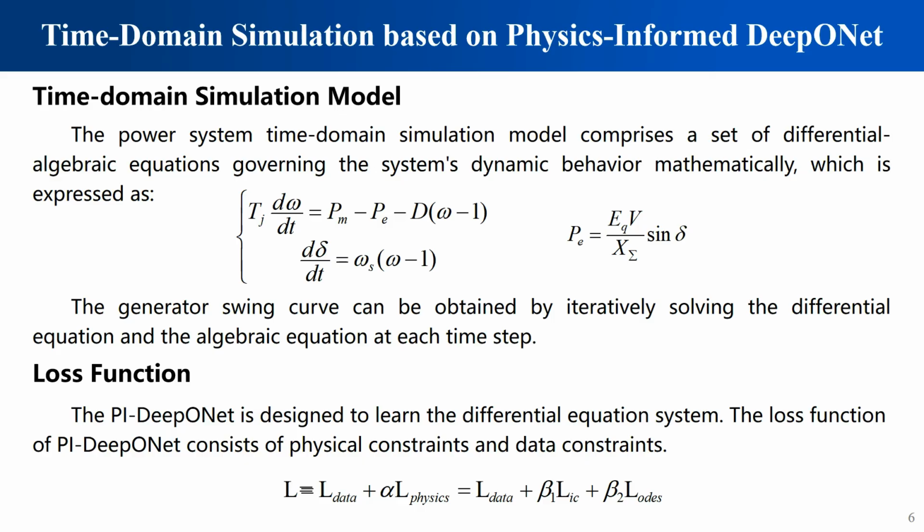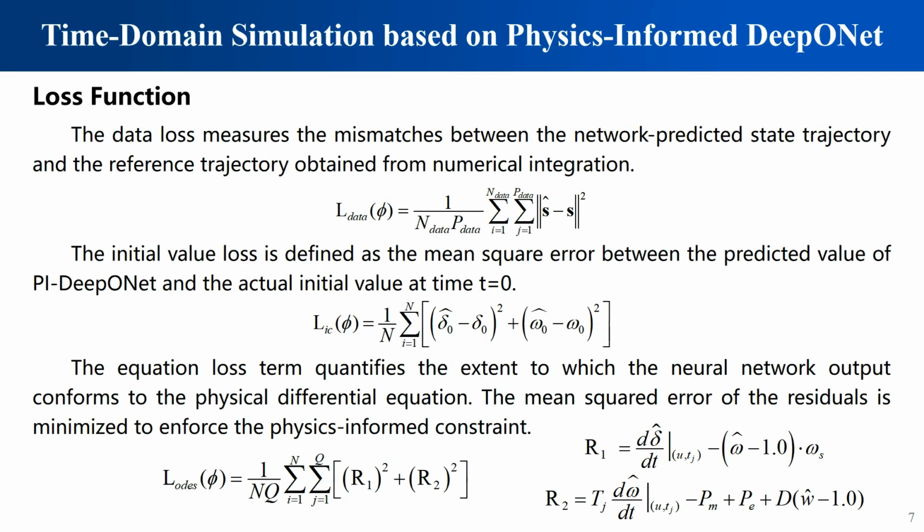Traditional simulation iteratively solves the differential equations and algebraic equation at each time step. PI-DeepONet learns the differential system while respecting this structure. The loss is L data plus alpha times L physics. The physical part is split into beta 1 times LIC for the initial condition and beta 2 times LODES for the differential equation residuals. The loss decomposition is where the engineering constraint becomes explicit.